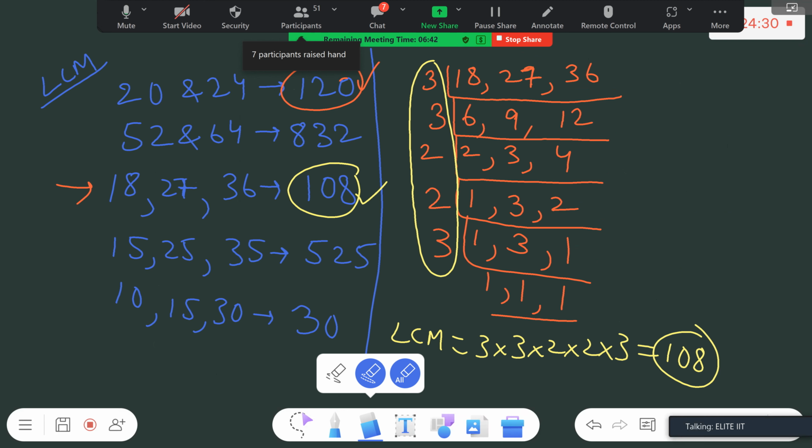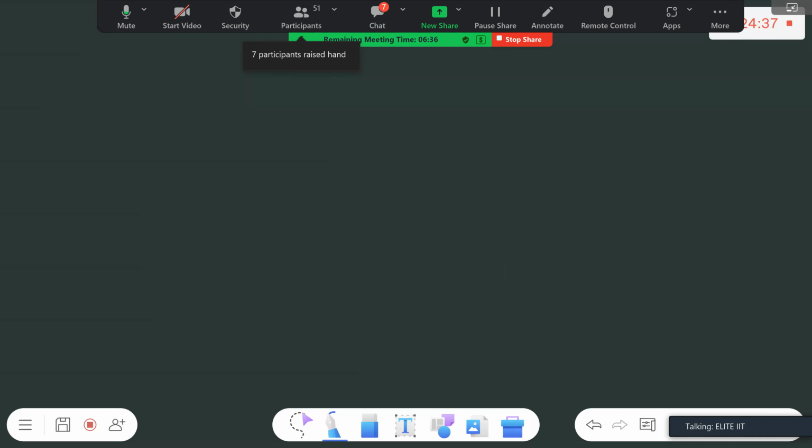So, everybody understood how to do division method LCM? Yes, sir. Okay, I'm erasing the board now. Next. Suppose you have some question based on bells. Look at the book. Page number 34. Questions based on bells.